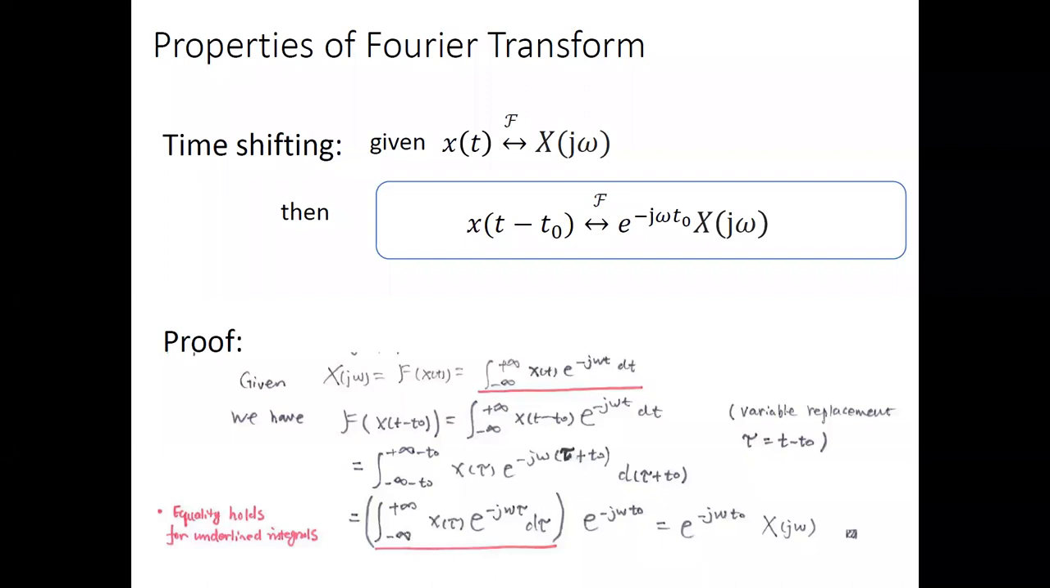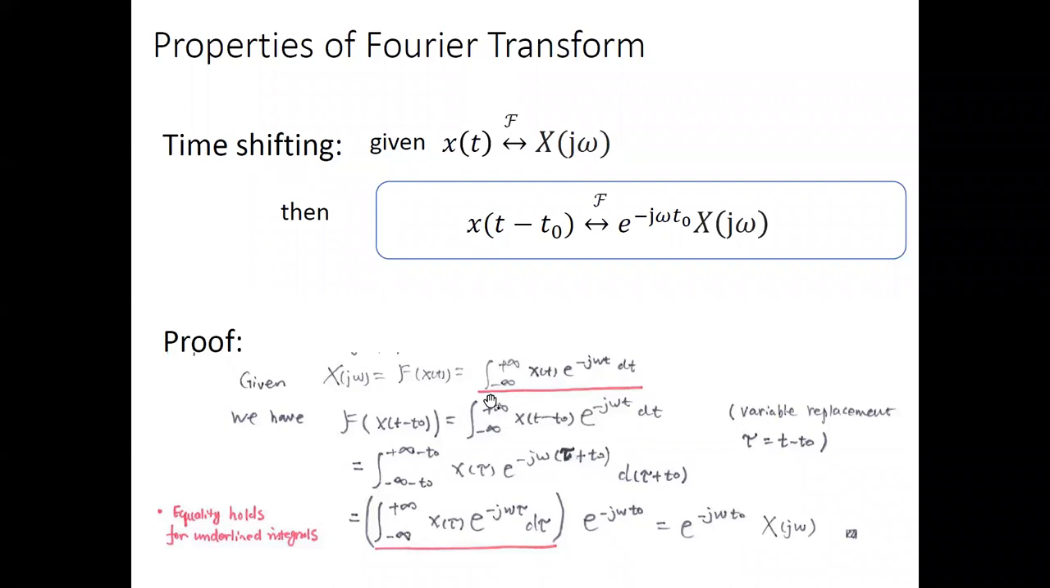But regardless of the sign of t zero, or regardless of the direction of the shift, the Fourier transform takes the same unified form. The original Fourier transform capital X, in front of it, we multiply exponential minus j omega t0, for the same t0, which is the amount that we shift. So why does this property hold? The proof for it is not hard. Let's look at it together.